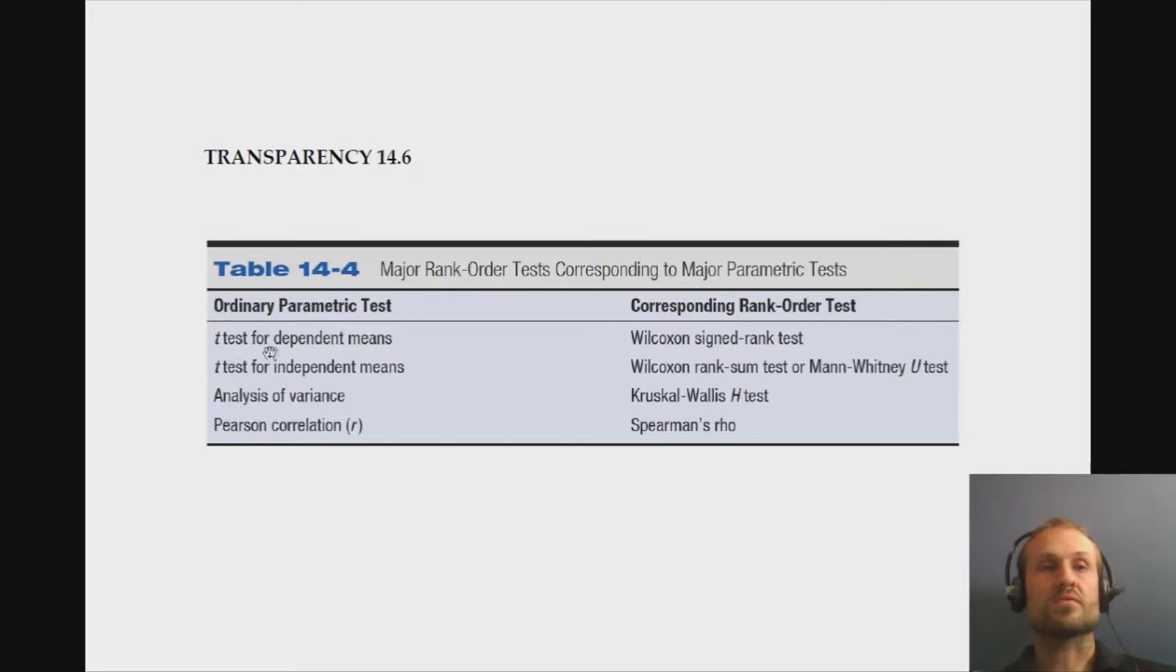If I'm looking at the t-test for dependent means, but I didn't have a normal distribution for my population, I used the rank order transformation. I used the Wilcoxon signed rank test. For a t-test for independent means, I can use a slightly different test, or the Mann-Whitney U-test is also very common. If I wanted to perform an analysis of variance, the Kruskal-Wallis H-test is the common one, and for a Pearson correlation, Spearman's rho is the common one.